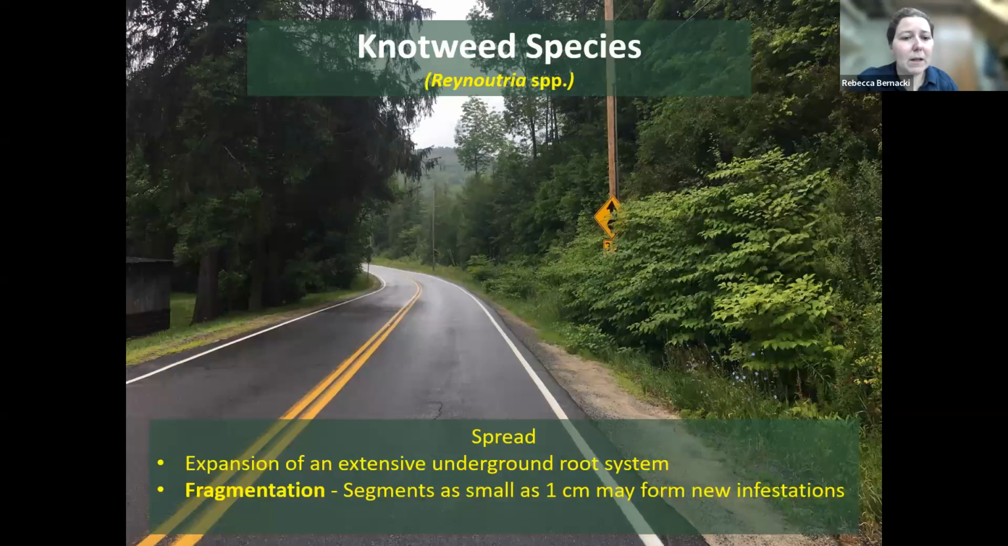So how does knotweed spread? I'm looking at this picture and laughing because I'm realizing Sean and I chose to use the same picture. This species really spreads by the expansion of the underground root system. Remember, those roots can be 40 feet from where we're seeing them above ground. And as I mentioned, fragmentation is the main way this spreads due to people-driven changes, and also big flooding events like we've been seeing in the Adirondacks the past few weeks. So segments as small as 1 centimeter can form new infestations. So it's really important to think about as we're conducting our management and working in areas with this plant.